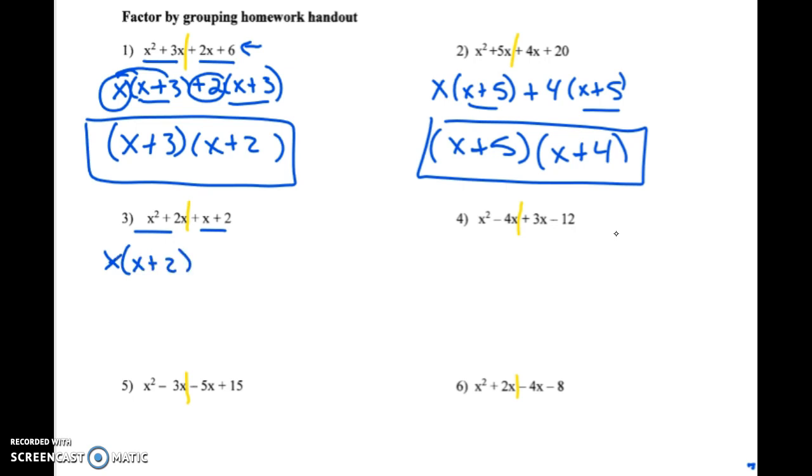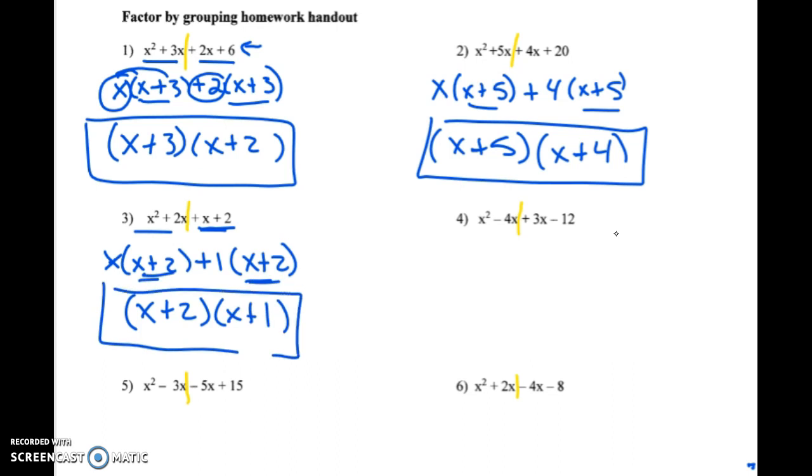On problem number 3, when I look at the second 2 terms, the only thing they have in common is 1, so I always factor something out, even if it's just a 1. I just wanted to remind you, order does not matter in the end of my factoring. I could have put the x plus 1 binomial first and the x plus 2 second. These are equivalent to each other.